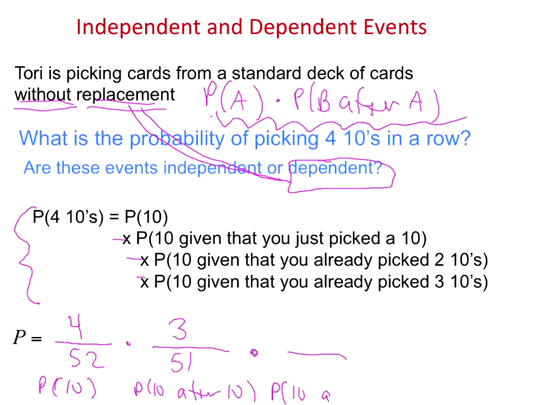Now my third fraction is the probability of picking a 10 after I've already gotten 2 tens. Now I've picked 2 tens already. So we were out of 3. Now how many 10s are left in my deck? 2. How many total cards are left? 50. Good job. And then my last one would be for picking my fourth 10. So how many 10s would be left? 1 out of 49. Good job.